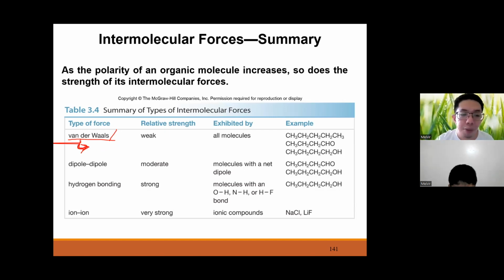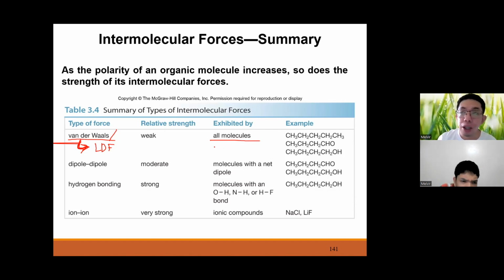Anong specific VDW yon? London dispersion, very good. So the London dispersion forces. It's actually the weakest intermolecular force of attraction, and this one is exhibited by all molecules. So regardless if you're non-polar or polar or can do hydrogen bonding, this can be exhibited by all molecules.